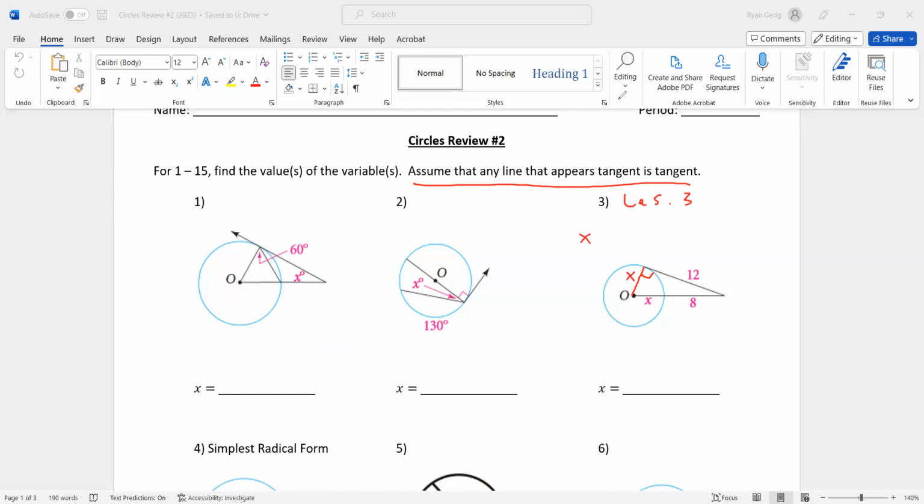I do x squared plus 12 squared equals the whole hypotenuse, which is x plus 8 squared. You're going to have to FOIL that. And you should get, when you FOIL, x squared plus 16x plus 64. The other side, you're going to get x squared plus 144. And I'll let you solve it from there. Good things do happen when you get your x squareds together. So you can get x.